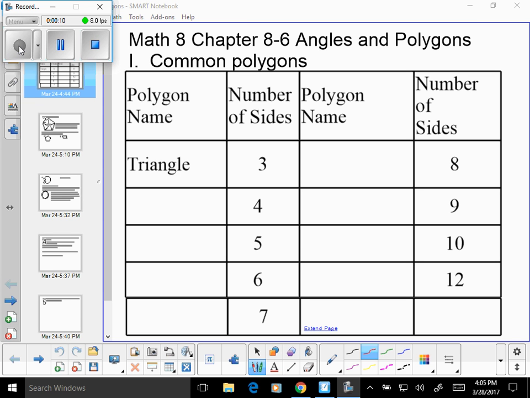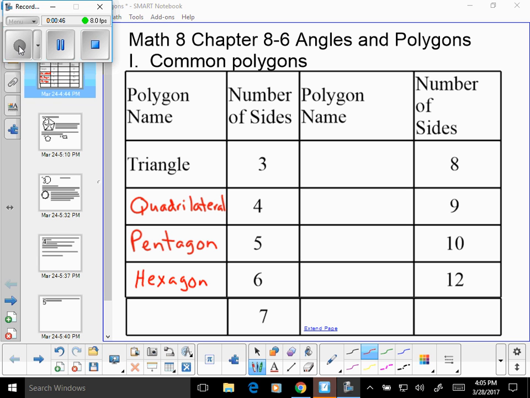The first part of the lesson will be to review the names of some of the common polygons that we have. A triangle has 3 sides. If the polygon has 4 sides, we call it a quadrilateral. A 5-sided polygon is referred to as a pentagon. A 6-sided one, perhaps you remember that one, is a hexagon.